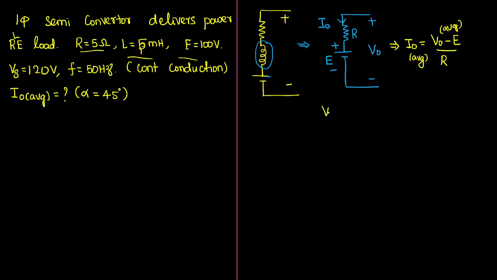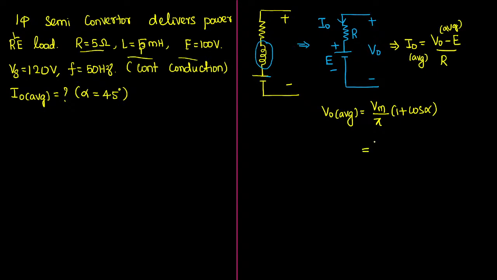So what is the V naught average first of all? How will you calculate the value of V naught average for this single phase semi converter? I know you all know the formula for this. It is a standard formula. It is very important too: Vm by pi into 1 plus cos alpha. It's not a big thing to memorize. You can easily remember it.